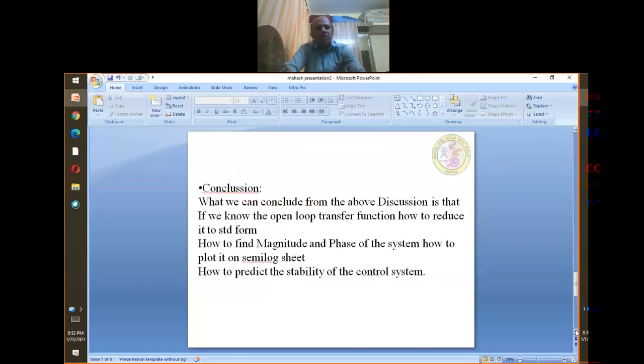So what we can conclude from this presentation is: if you know the open loop transfer function, how to reduce it to standard form, how to find the magnitude and phase of the system, how to plot it on semi-log sheet, how to predict the stability of the control system. If we come across a quadratic pole, how to get the value of natural frequency and damping factor, and how to show the correction of that with reference to the damping factor in the magnitude plot.